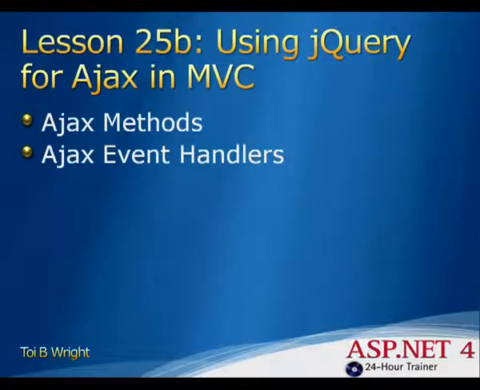The .load method loads HTML into the specified element, and the $.post method loads HTML using an HTTP POST request. The simplest way to fetch data asynchronously from the server is to use the .load method. The .load method can be used to replace the update panel server control that was introduced in Lesson 24A. These are the global AJAX event handlers that jQuery provides: AJAX complete, AJAX error, AJAX send, AJAX start, AJAX stop, and AJAX success.